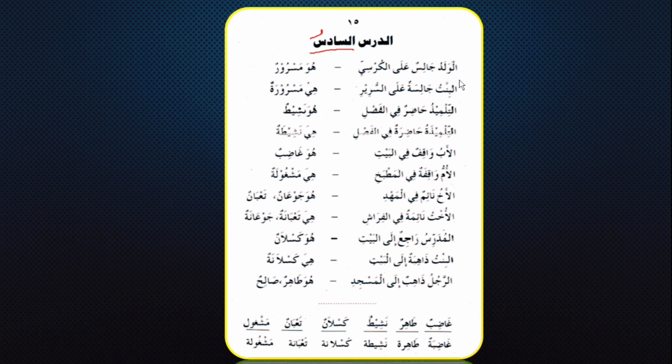So we say al-waladu jalisun, the boy is sitting, and we say al-bintu jalisatun, the girl is sitting. Here in these two sentences we see the difference, that the mubtada al-walad in the first sentence is masculine, it is muzakkar. That is why we bring its khabar as jalisun, again masculine.